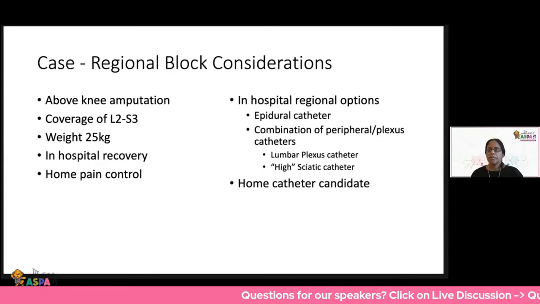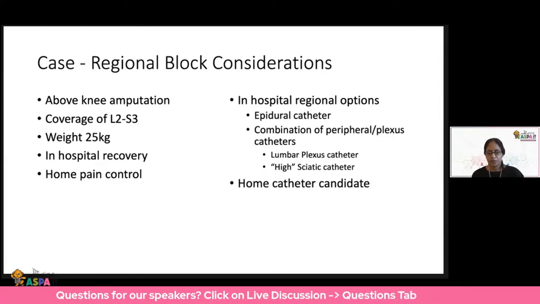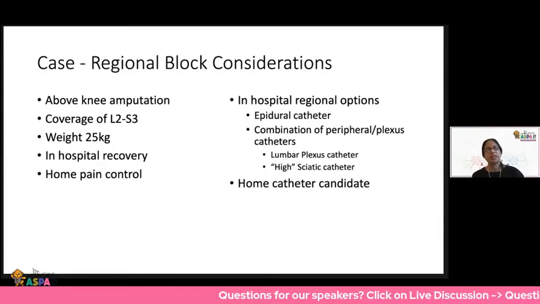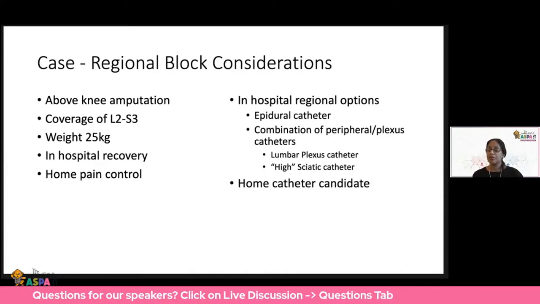And then what about the posterior leg, the sciatic distribution? Do we want to think about how do we have sciatic coverage? Would an anterior sciatic be sufficient, or do we need it even higher than that? And we can think about a subgluteal sciatic or even a parasacral sciatic catheter.